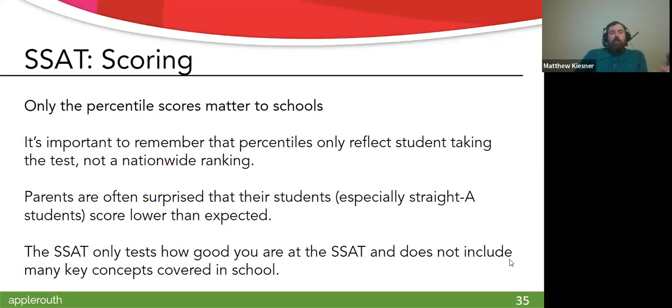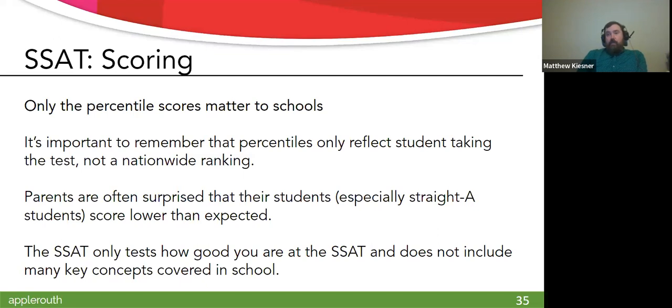So in terms of the scoring, really only the percentiles matter to schools. And it's important to recognize that these percentiles rank students who are taking the test and are not a nationwide percentile, because a story I see all the time is that a family will go in and say, oh, our kid is an all-A student, and takes honors math and all this stuff. And then that same student will take the SSAT for the first time and maybe get in the 40th percentile. Then this causes a lot of stress within the family.